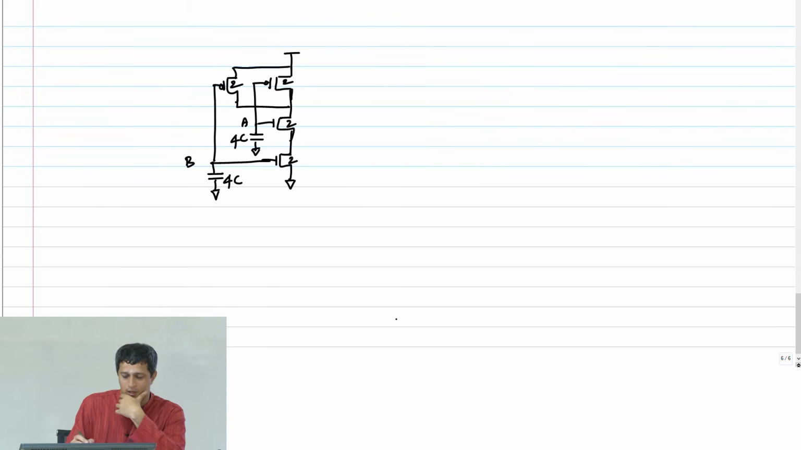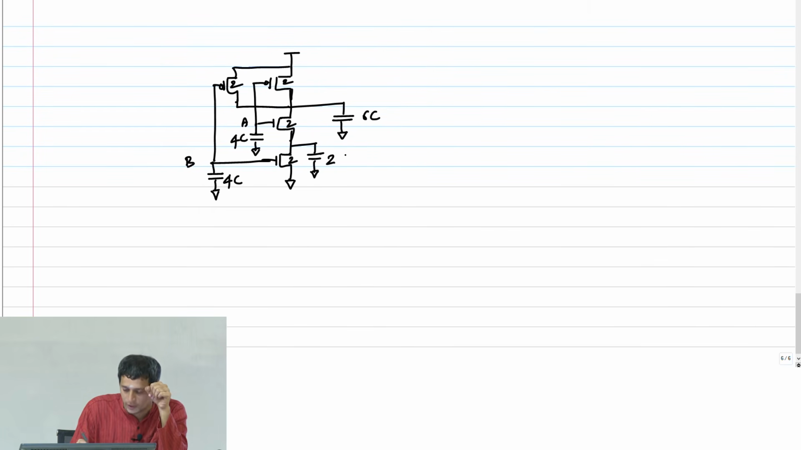On this output node, what's my total capacitance? PMOS plus NMOS. 6C, because it's 2C from each PMOS transistor, since it's a shared but contacted diffusion, and 2C from the top NMOS transistor. So this is 6C. And what's the intermediate capacitance? It is 2C.